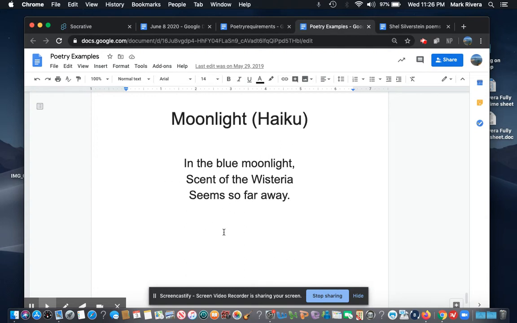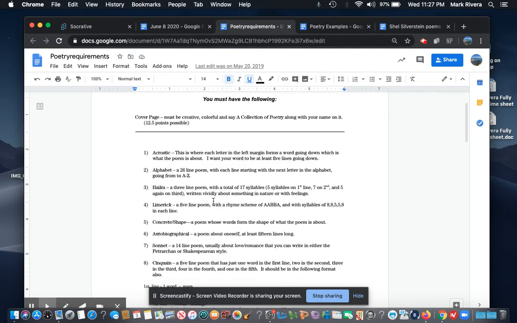Syllables are the beats in words. So you think, in the blue moonlight, that's 5. Scent of the wisteria, 7. Seems so far away, that's 5. So it's 5 syllables, 7 syllables, 5 syllables. And this does not have to rhyme. Again, generally, haikus are about nature. Okay, let's go back up.